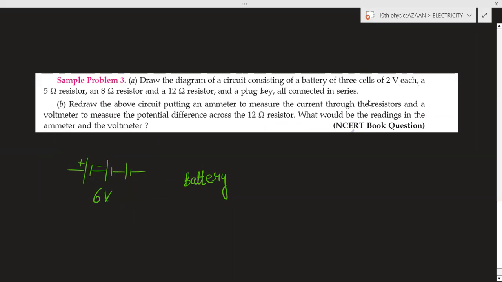So this is finished. Each a resistance of 5 ohm, 8 ohm, and 12 ohm, and a plug key. What was the symbol of the plug key? This was the symbol of the plug key, or this was the symbol also of the plug key. In two ways you can. This is representing the closed switch. If it is like this, it is representing the open switch. You can check the symbol, I told you. Plug key. So this is a plug key.